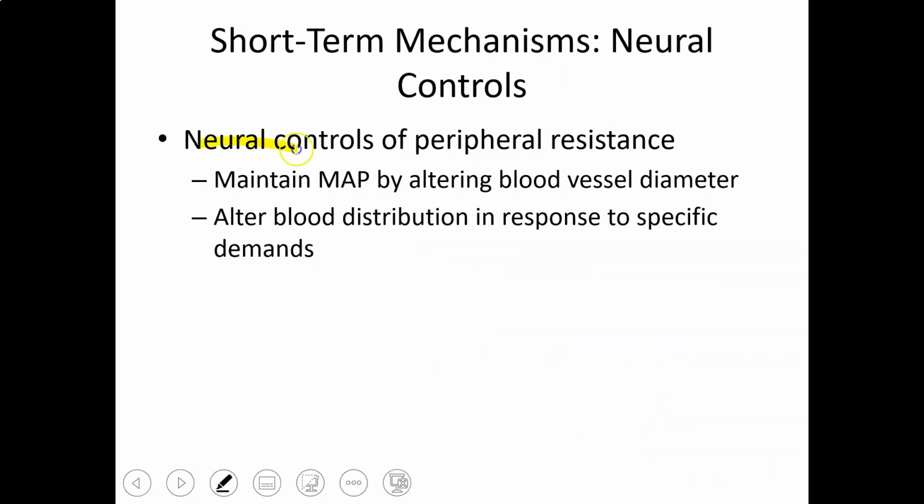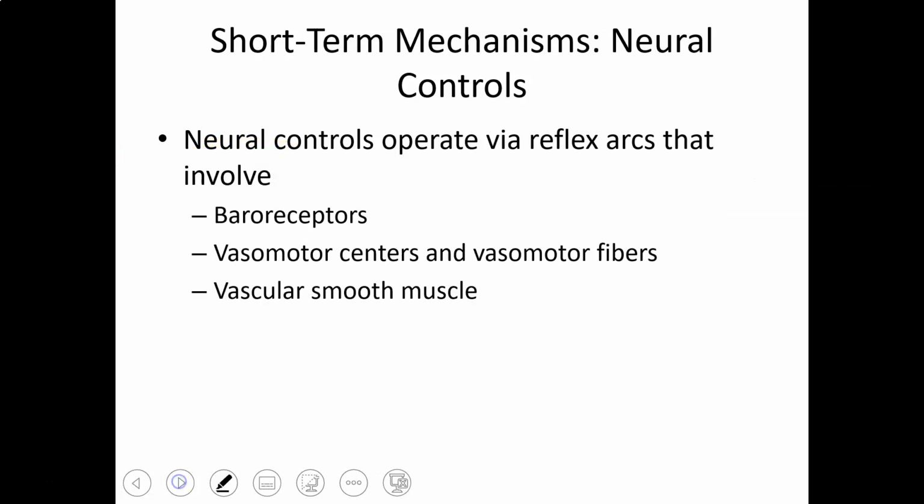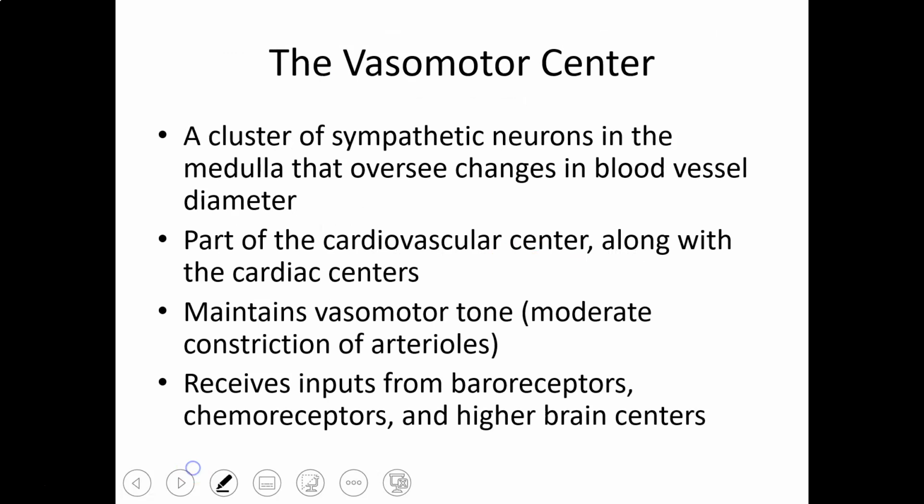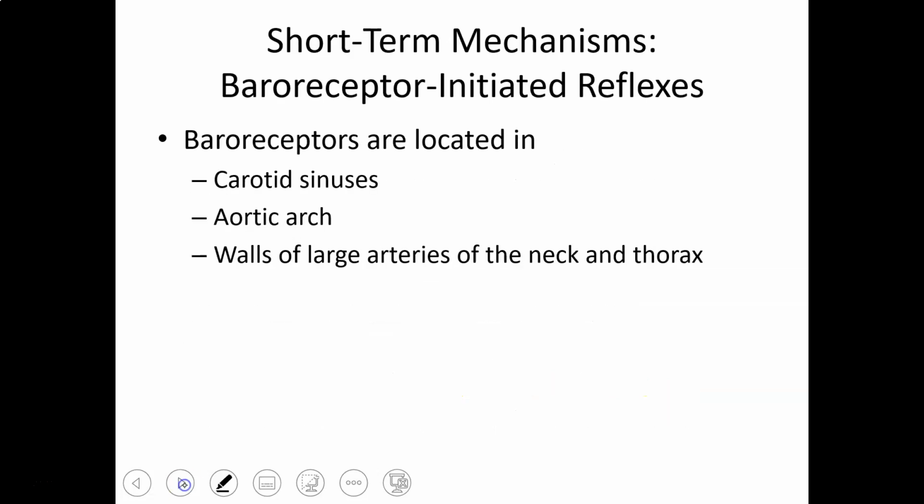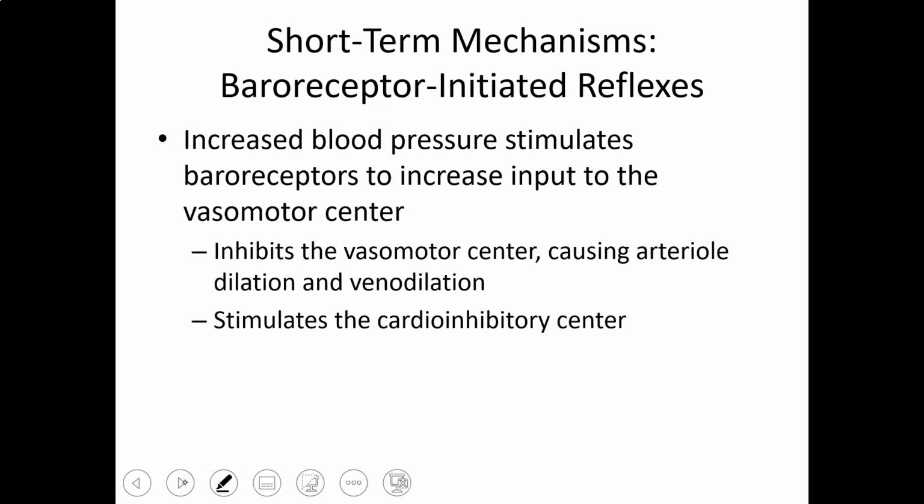So again, the brain will maintain pressure by changing the diameter of blood vessels. This can involve different reflex arcs. We're not going to get into baroreceptors and vasomotor things. There are pressure receptors that protect blood flow to the brain. Baroreceptors, that's what that is. And then we have the vasomotor center in the medulla. So this is all short-term control of blood pressure.